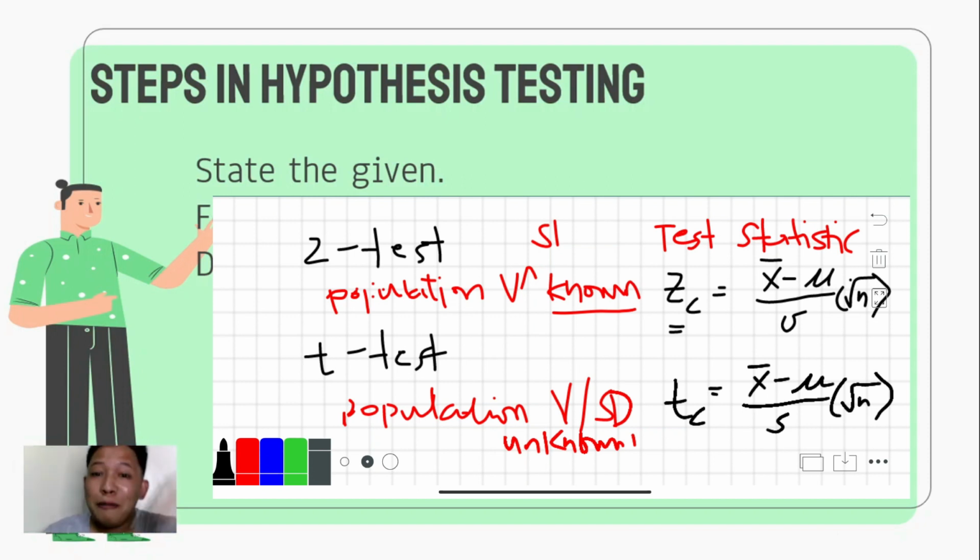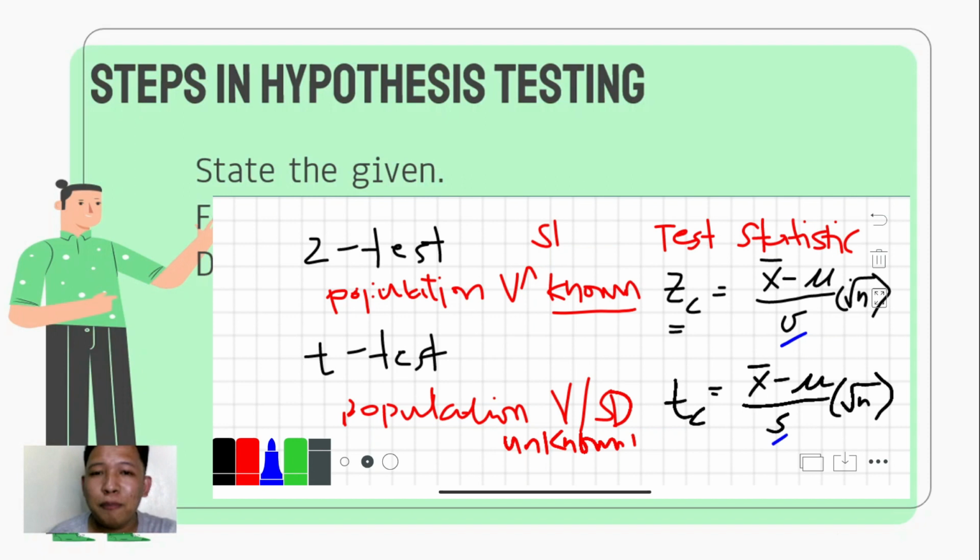Alright, so almost the same lang siya. Almost the same lang z-test at saka t-test. Ang pinagkaiba lang, sa z-test ginagamit po natin ang population standard deviation, pero kay t-test, ginagamit po natin ang sample standard deviation. Okay? So that's how we determine our test procedure. It may be a t-test or a z-test.